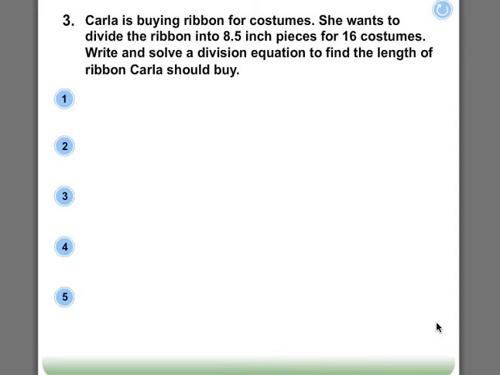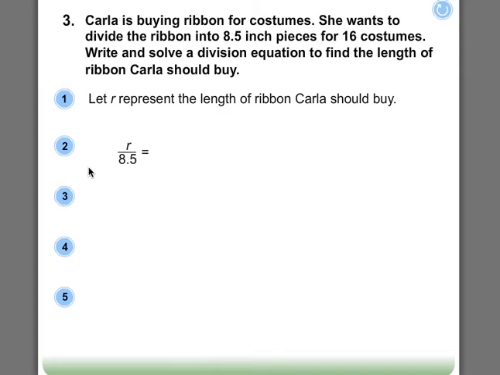Carla is buying ribbon for costumes. She must know it's History Day on Friday, right? She wants to divide the ribbon into 8.5-inch pieces for 16 costumes. Write and solve a division equation to find the length of ribbon that Carla should buy. Let R represent the length of ribbon Carla should buy.